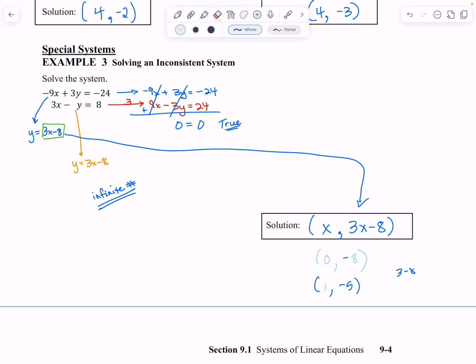So I just need it to be written, not just an infinite number of solutions, but a way that you can tell me any points, right? So, all right, let's look at the next one.